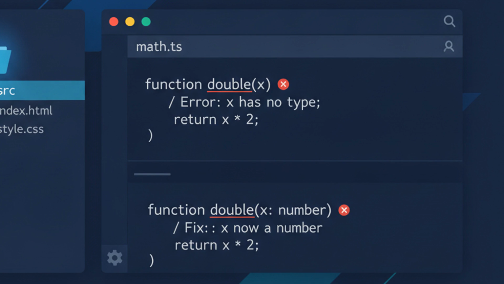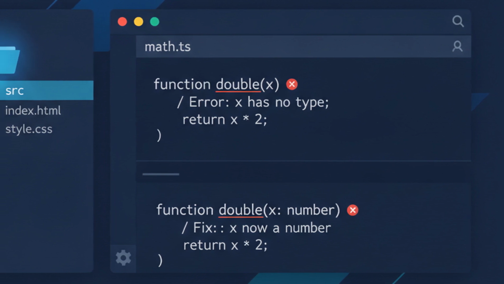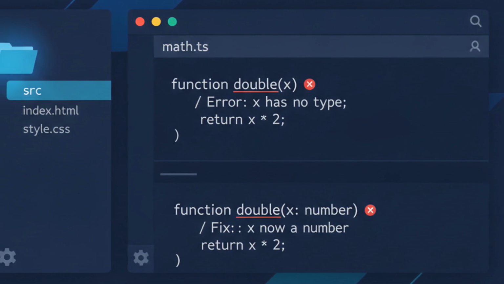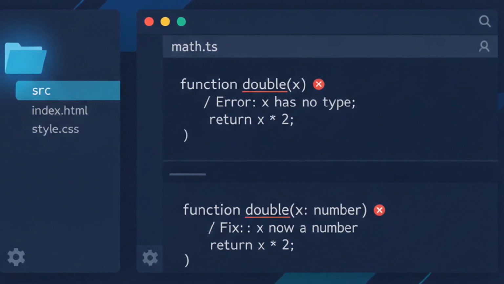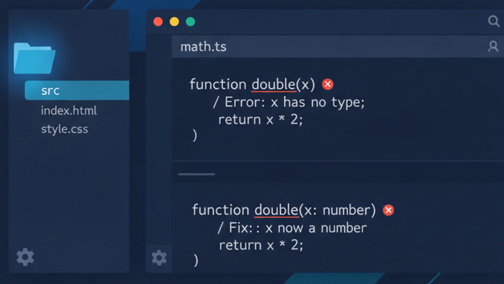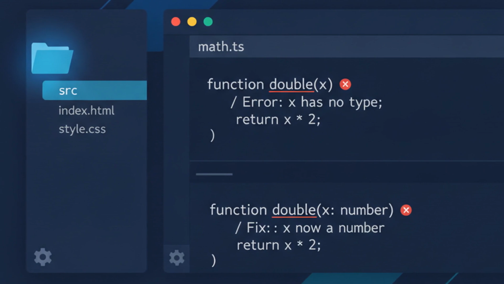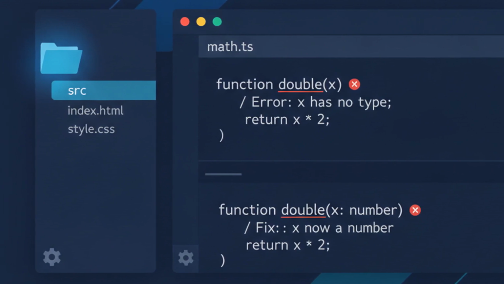noImplicitAny. When you write a function parameter without a type, TypeScript secretly assigns it the any type, which basically turns off all checking for that value. That defeats the whole point of using TypeScript. With noImplicitAny on, TypeScript yells at you to add a type. It forces you to be intentional, and your code becomes self-documenting.